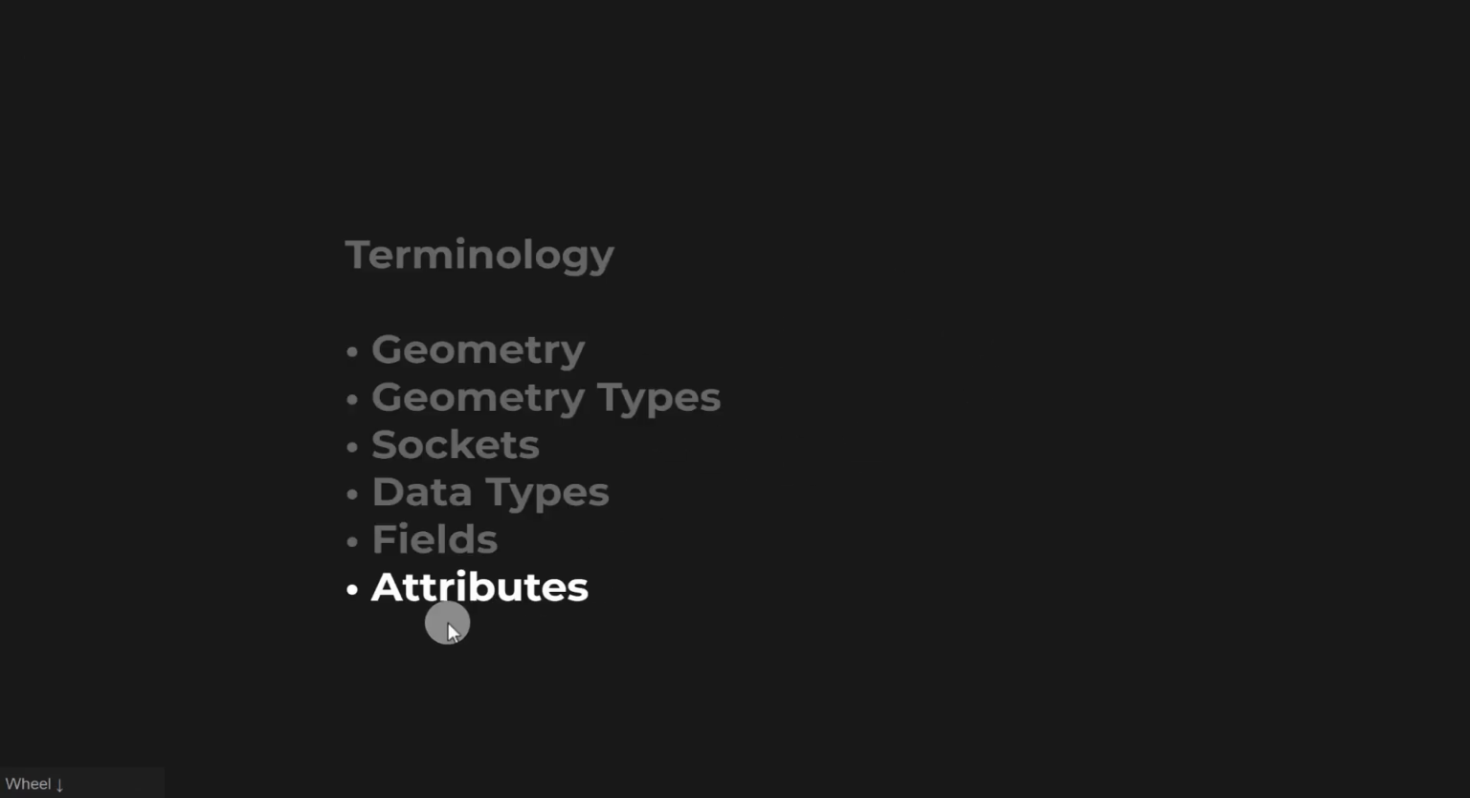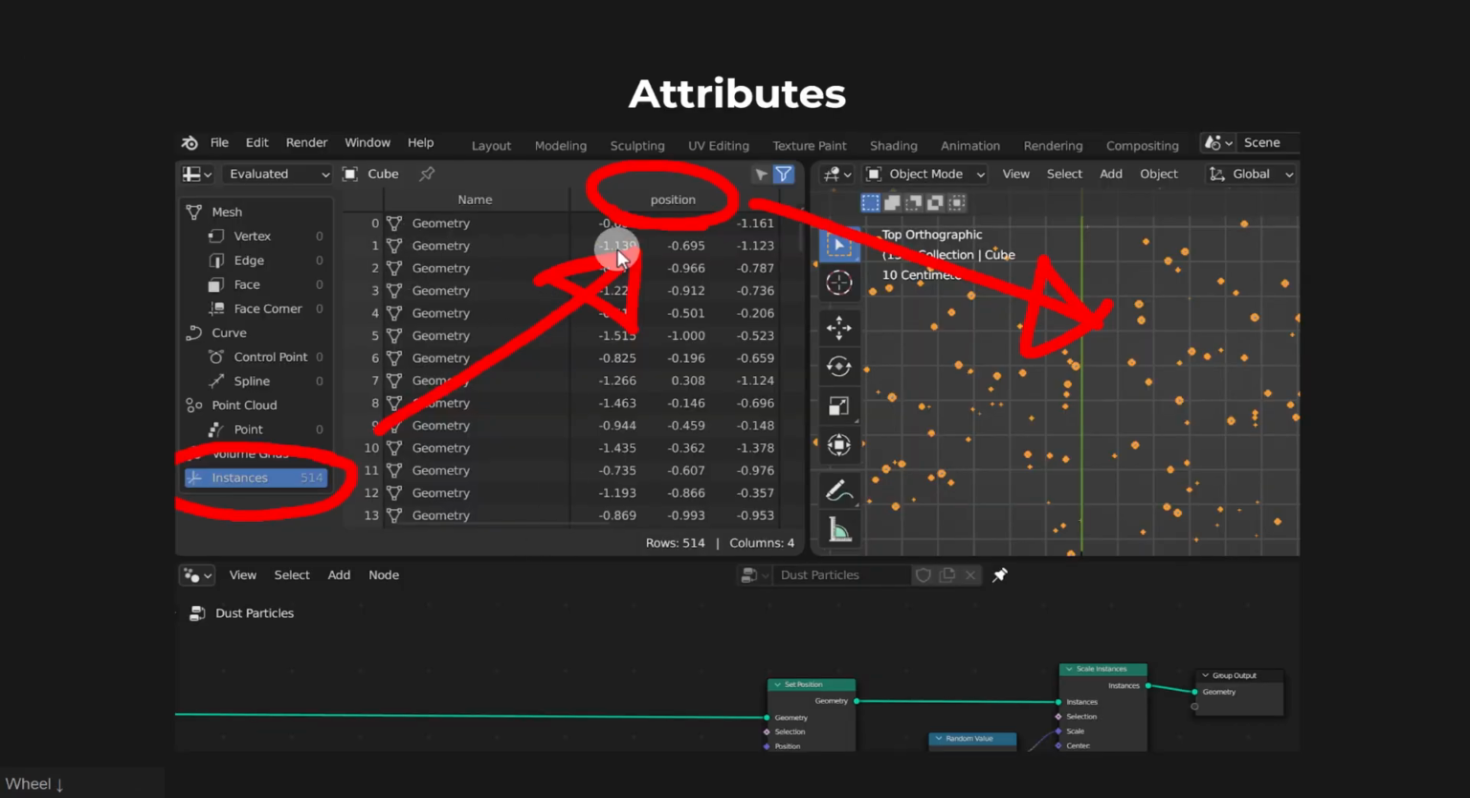Then the last definition here is going to be attributes. Attributes are going to be what these geometry data types are holding in terms of positional data. This can be UV data. This can be normal data. It's basically some sort of data that it's outputting to represent in the viewport, or it's some sort of data type that's actually on the geometry itself. The most common one is going to be our position attribute, which controls where the geometry is at in 3-dimensional space.